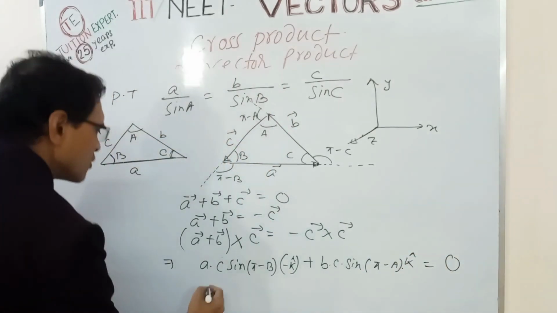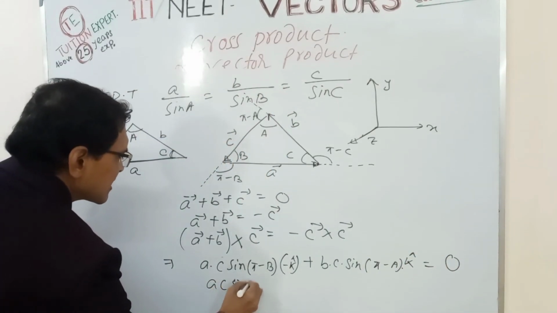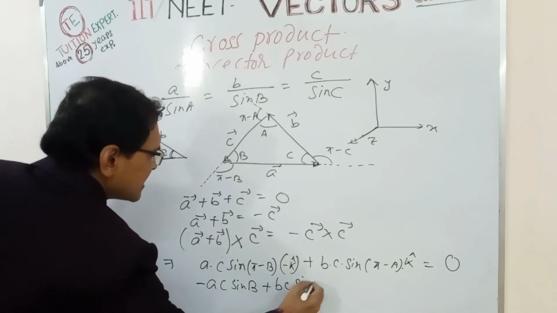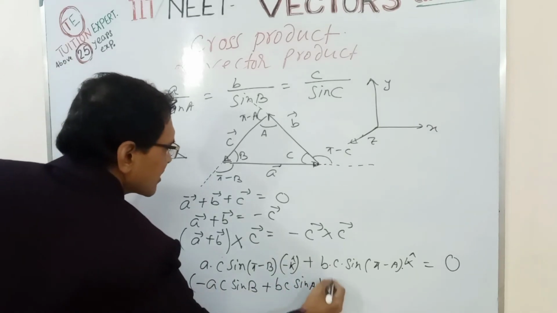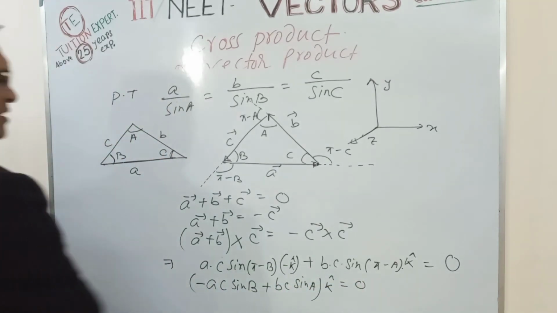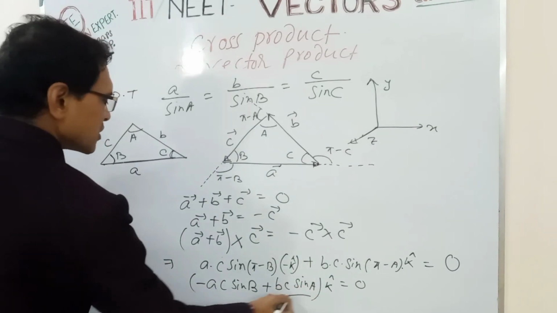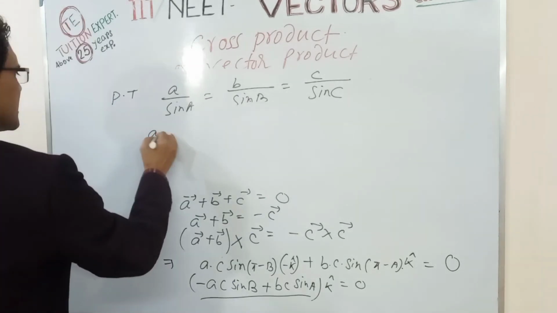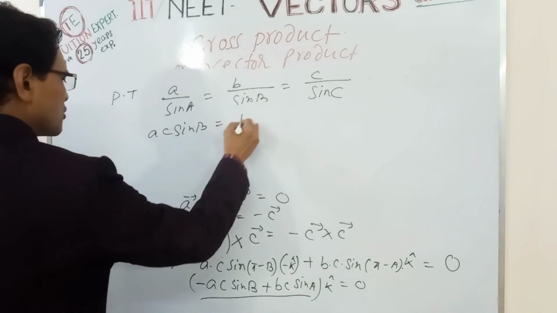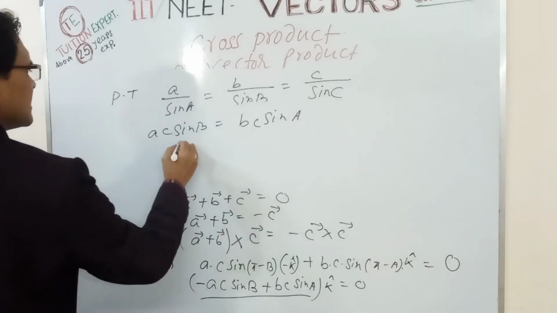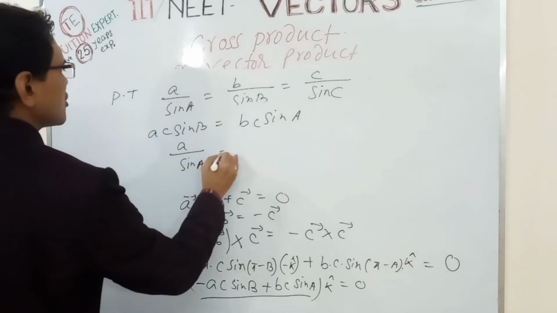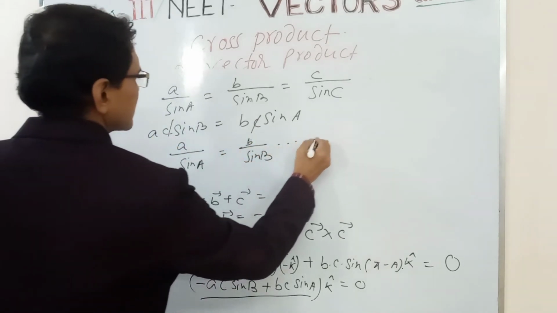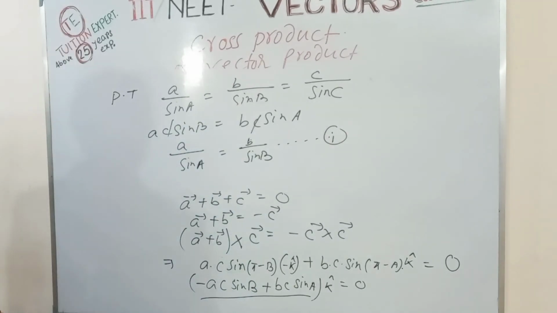So a c sine B minus plus b c sine A equals 0, because the k vector cannot be 0. So a c sine B equals b c sine A. That is, a by sine A equals, c cancels, b by sine B. This is result 1.